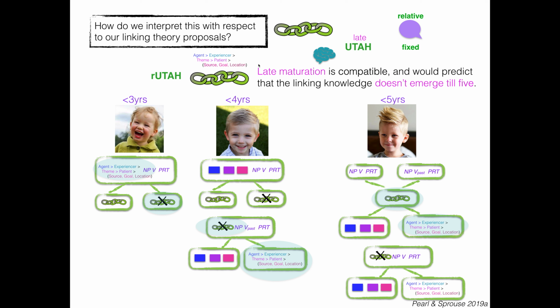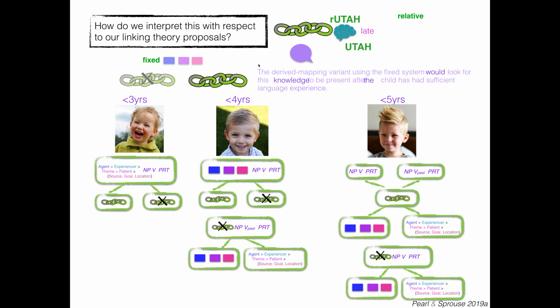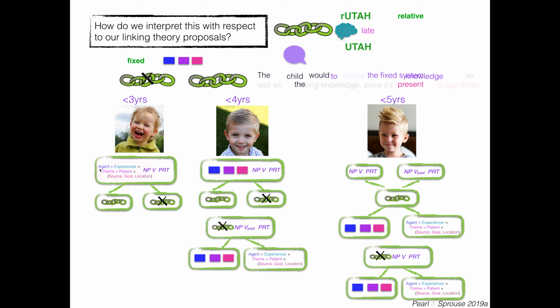What about our derived mapping variants? So the fixed one would look for this knowledge to be present after the child has had sufficient language experience. So we're looking for the fixed representation always, and we go from no link to link. It's kind of what we're looking for. Do we see that? Well, we actually have the same problem again at 3. We don't have the fixed representation. It's just not there at 3 based on our results. Now, it's fine. We can have it at 4 where we have the fixed representation and either have the link or not. And certainly at 5, we have the fixed representation. We can have the link, or not, but it's not there at 3. The child would need to derive the fixed system knowledge as well since it's not present at age 3.